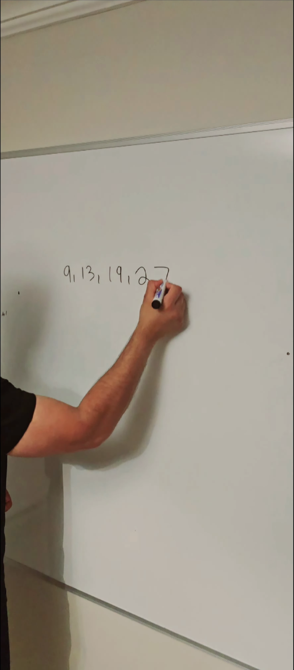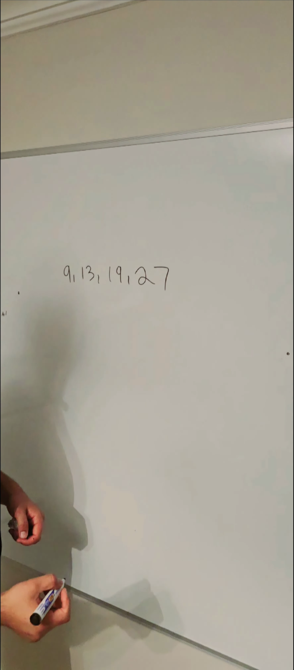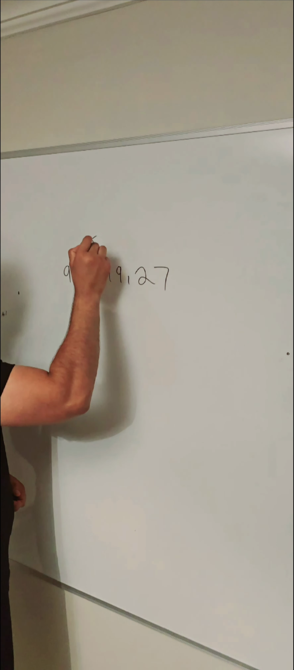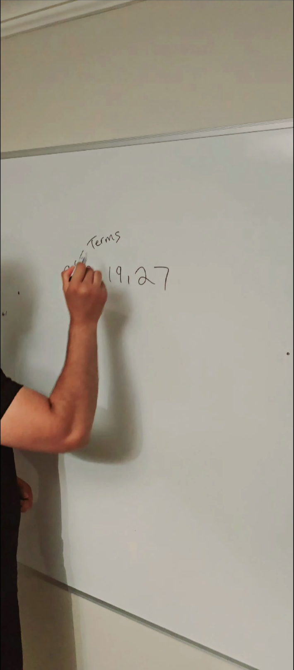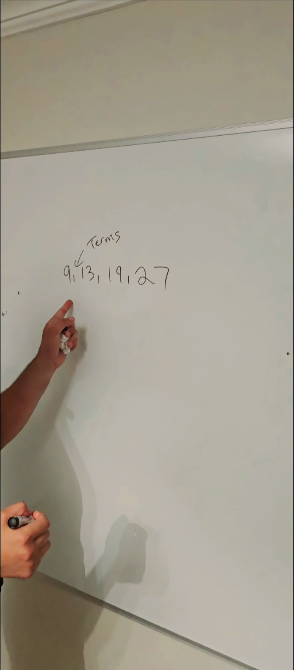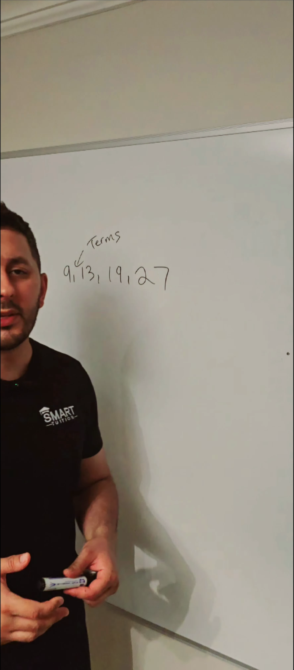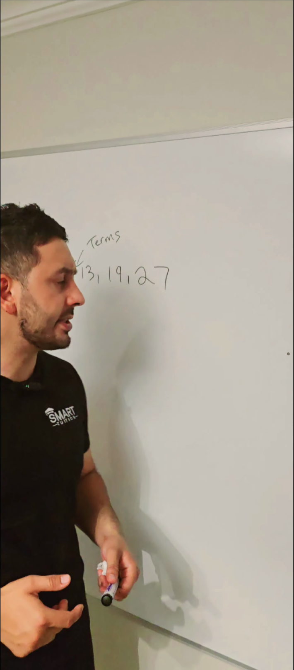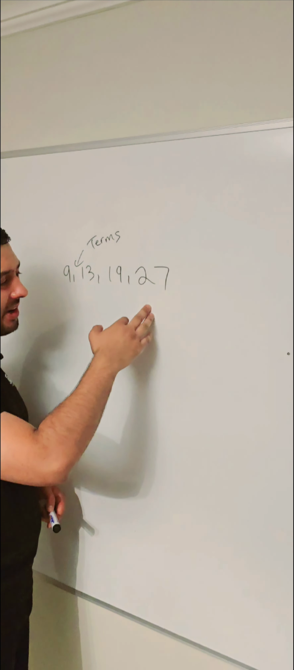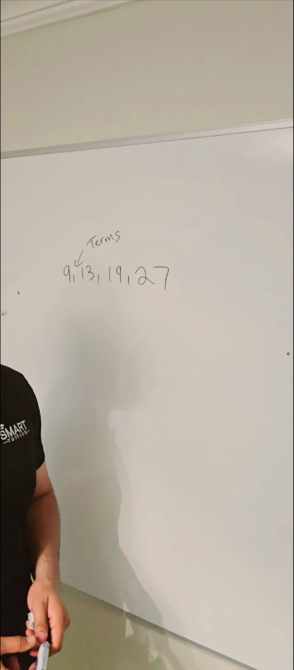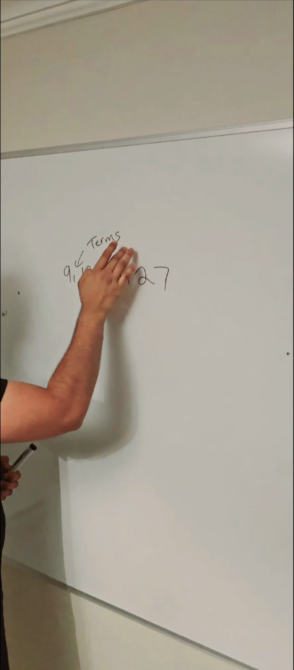And the first example is 9, 13, 19, and 27. Okay, so what I like to do is refer to these numbers here as my terms. Now, with the terms that have been given to us, this is a very typical question in your GCSE paper. There's no word problems here, guys. Rather, they're just going to give you some numbers and they're going to ask you to work out what the nth term is.